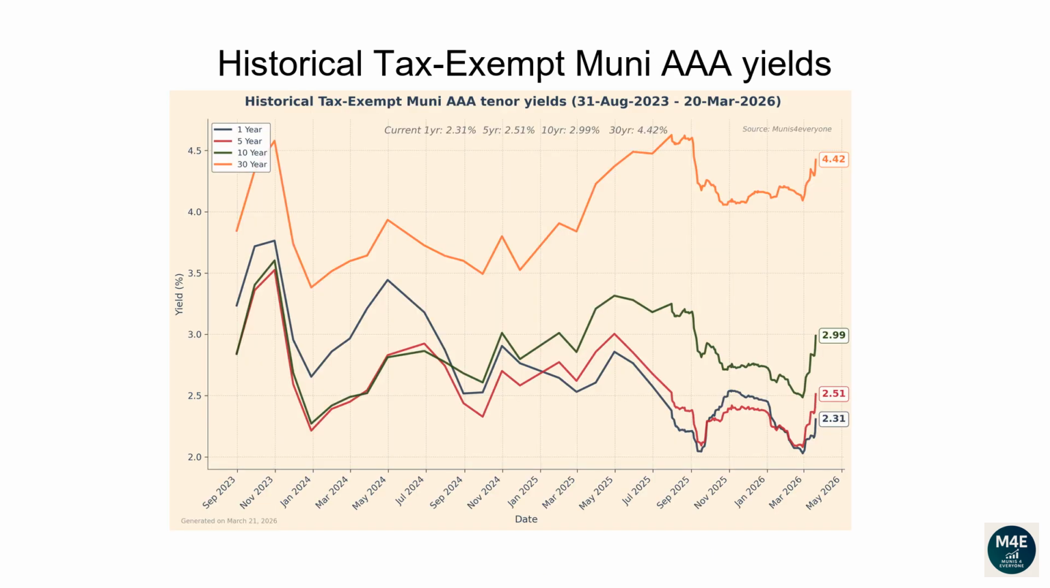This line plot and the next plot show how each tenor of the Muni yield curve has changed over time. From the 31st of August 2023 to the 20th of March 2026, the 1-year yield has dropped from 3.24 to 2.31. The 5-year yield has dropped from 2.85 to 2.51. The 10-year yield has increased from 2.84 to 2.99. The 30-year yield has increased from 3.85 to 4.42.